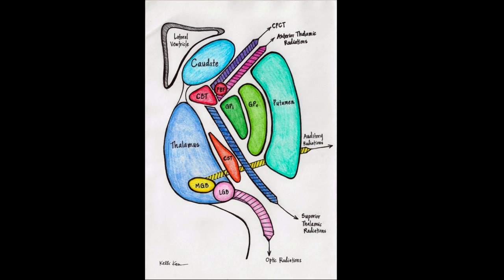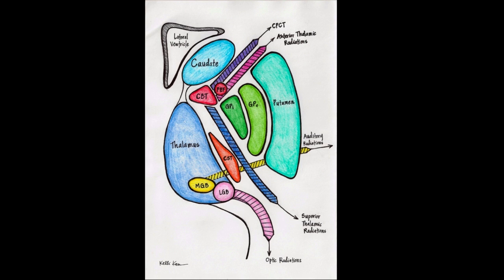So we talked about the posterior limb of the internal capsule and the genu, and now a little bit about the anterior limb. And this gets difficult because now we're talking about pathways that don't relate to things we've talked about yet. The CPCT here is the corticopontocerebellar tract. That's a pathway that we will talk about later. It's important in terms of connecting the brain with the cerebellum.